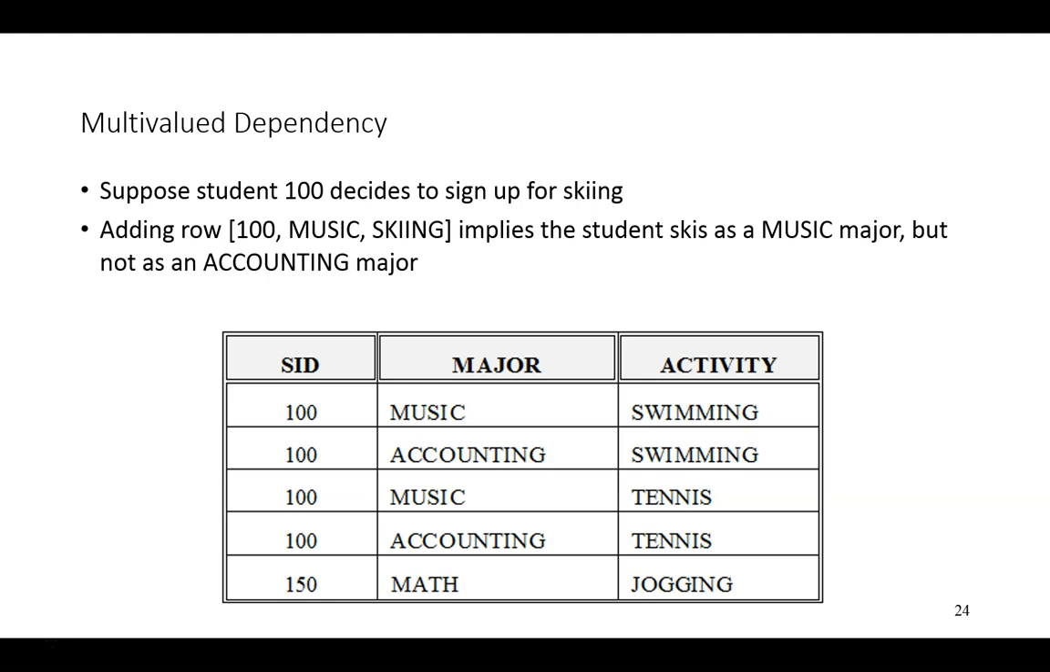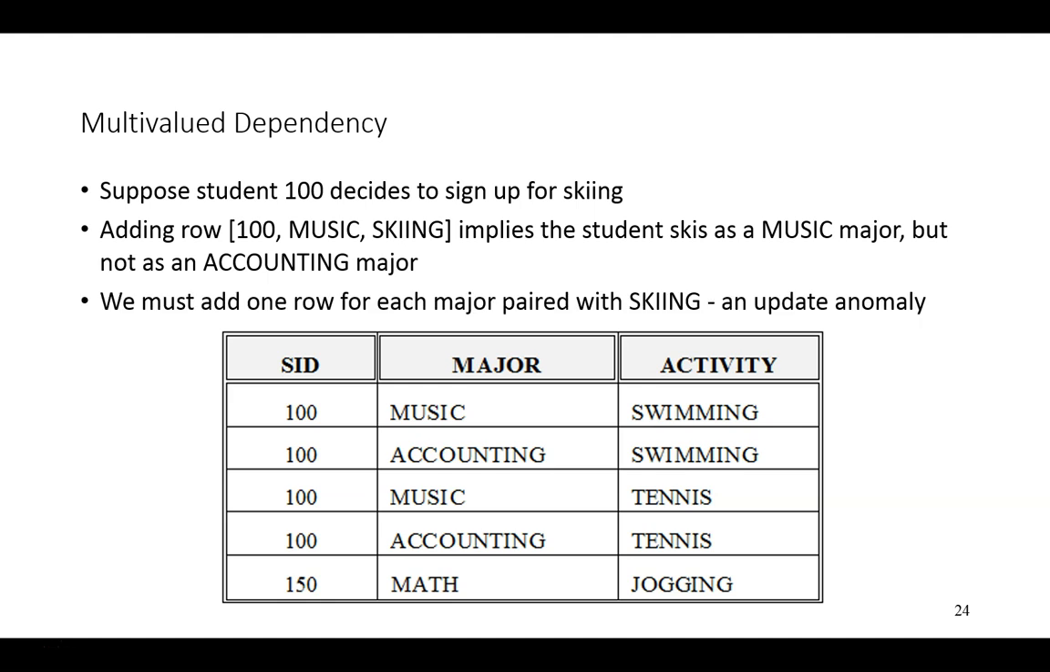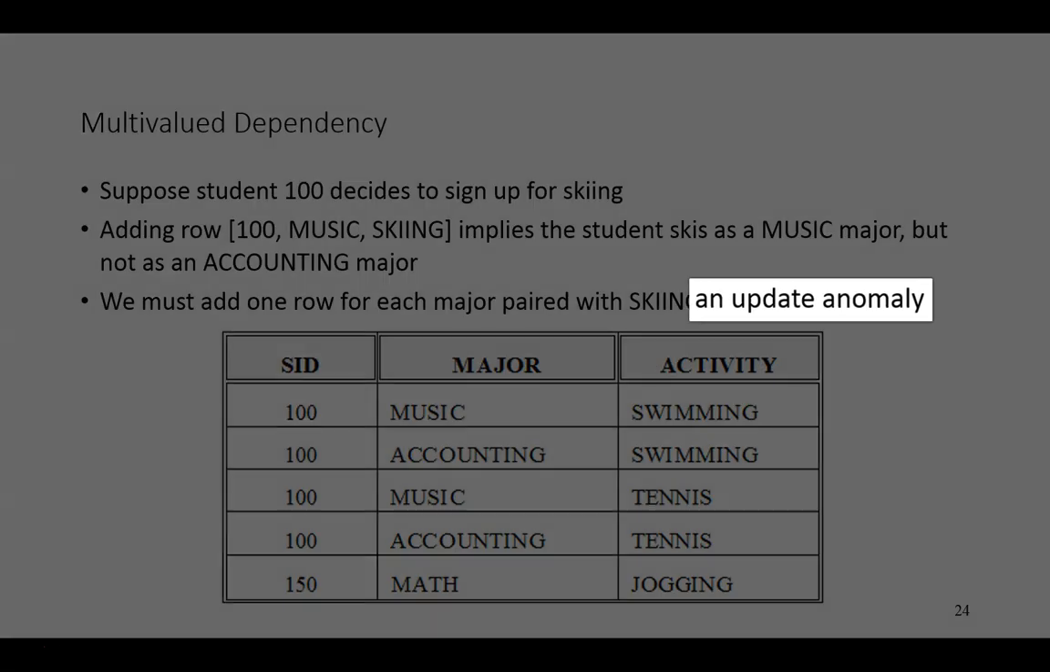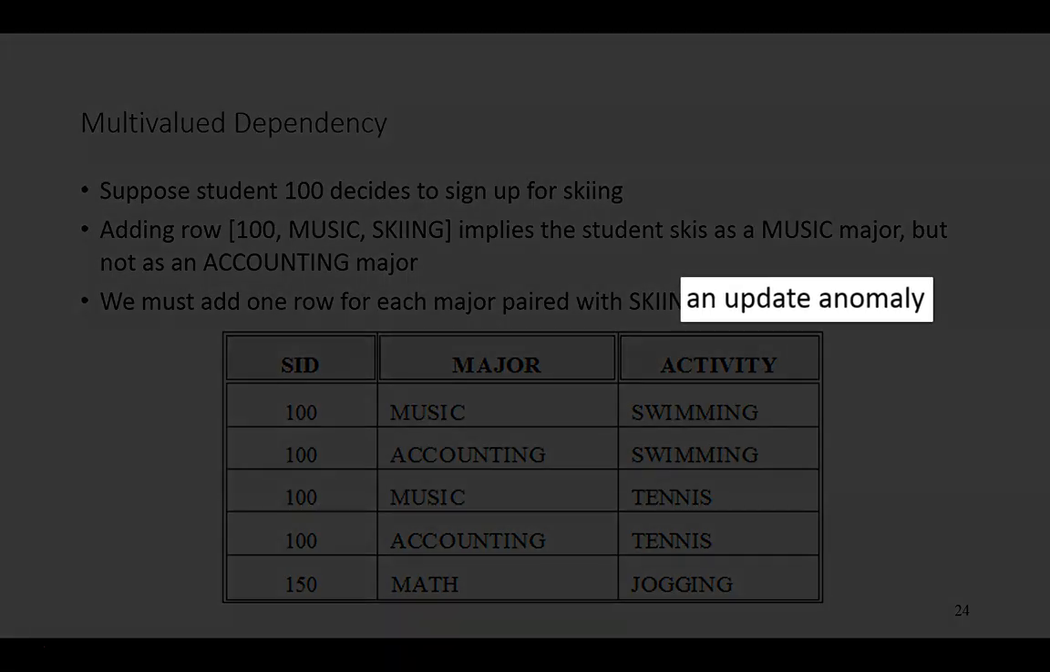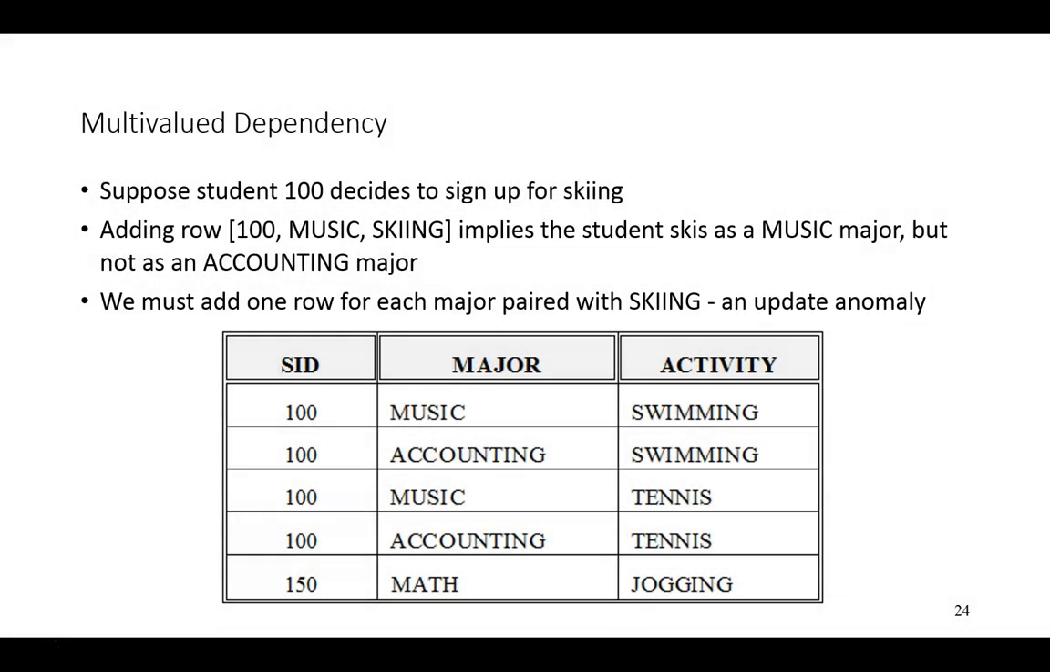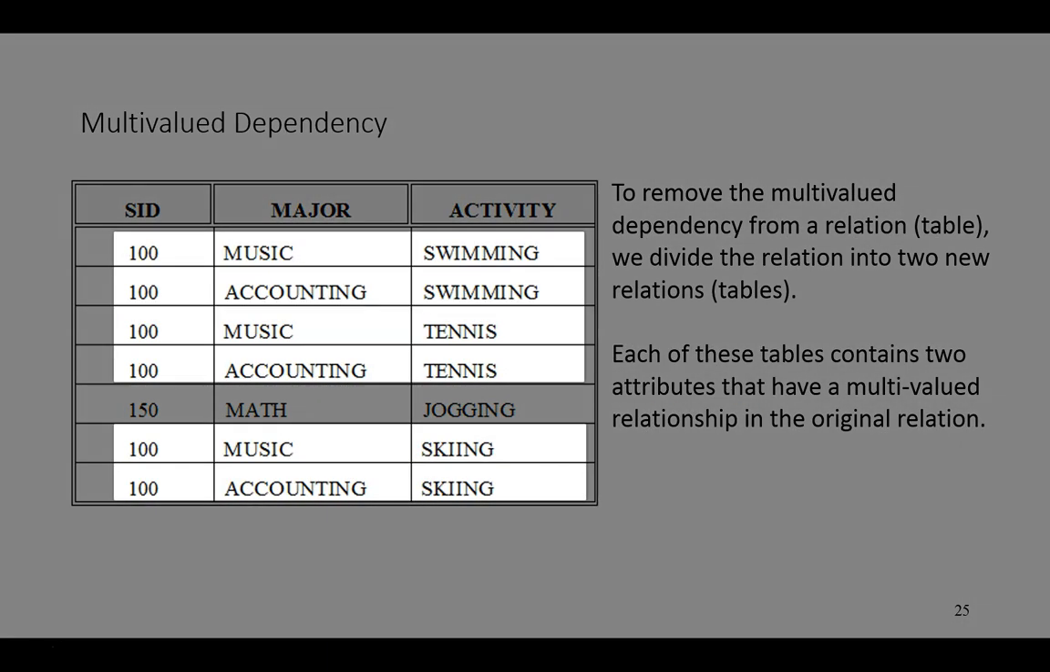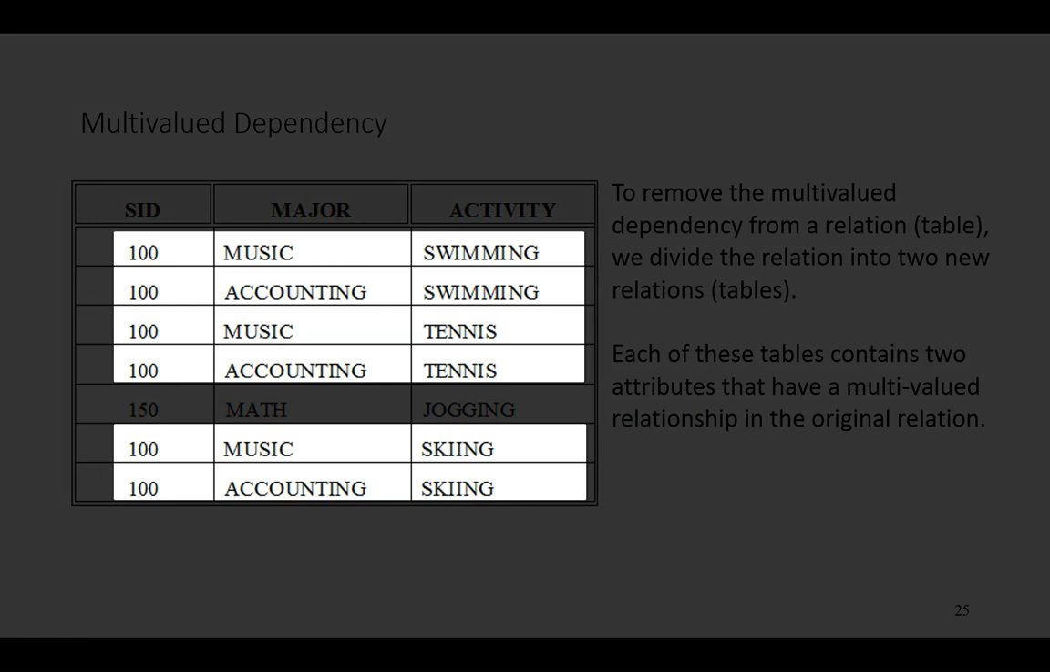However, this student happens to major also in accounting. Therefore, in order to accurately record the fact that student 100 skis, and this activity of skiing is independent of whatever major or majors the student might have, it's necessary to add one row for each major paired with skiing. This is a type of update anomaly. Consider the consequences of having the table now represent student 100 with the multiple majors and the multiple activities.